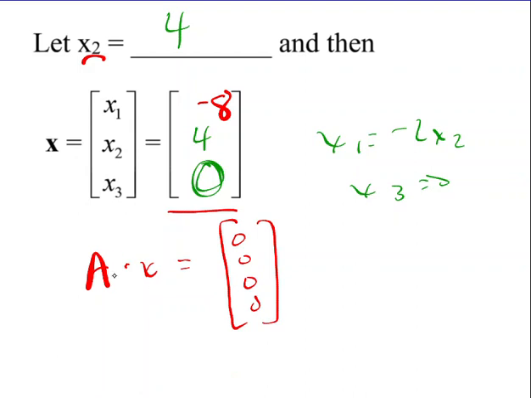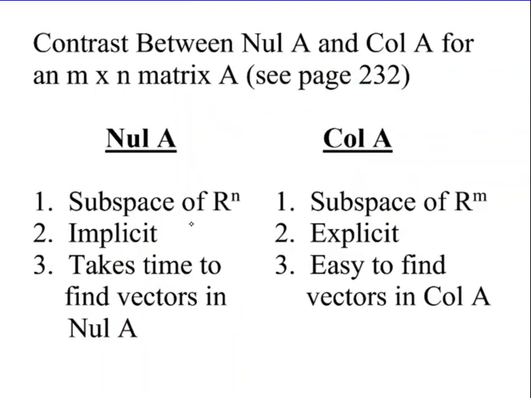That's what I'm going to get out. Yep, that was a 4 by 3 originally. So A times x gives you 0, with x being that, and A is given. And I'm not going to rewrite that. So that's what that means. That's the null of A. The contrast between the null of A and the column of A.